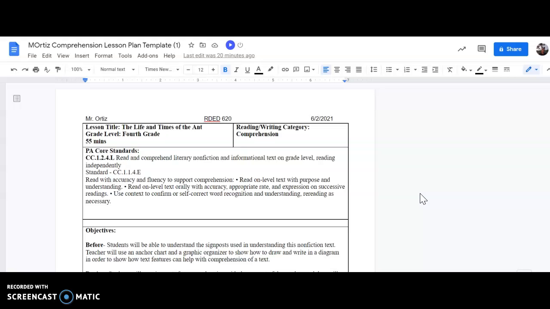Have PA core standards. Read and comprehend literary nonfiction and informational text on grade level. Reading independently. All right. And then the next standard, read with accuracy and fluency to support comprehension. Read on level text with purpose and understanding. Read on level text orally with accuracy, appropriate rate, and expression on successive readings. Use context to confirm or self-correct word recognition and understanding. Rereading as necessary. Okay, so those comprehension pieces we're focusing on here.